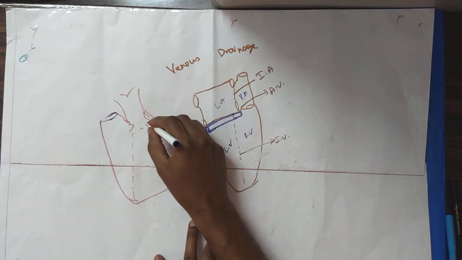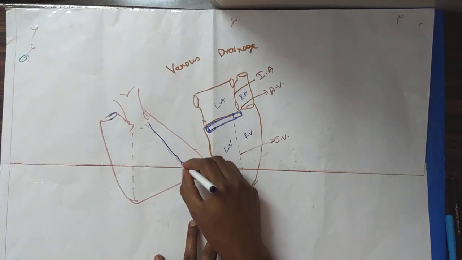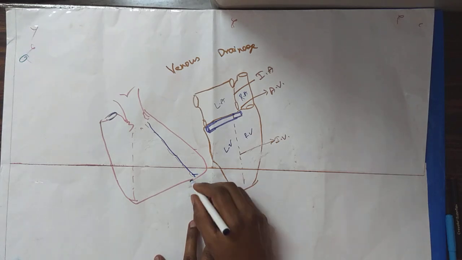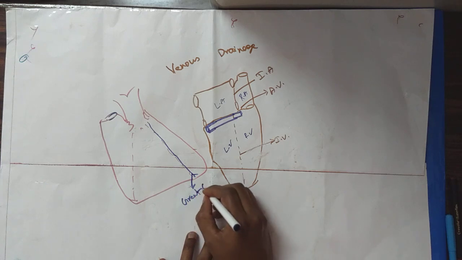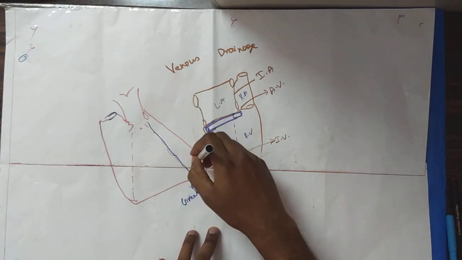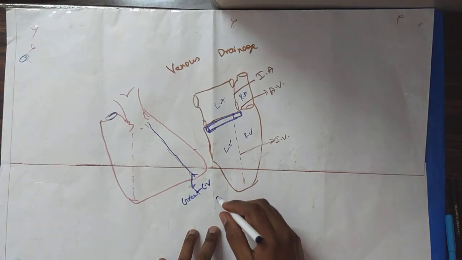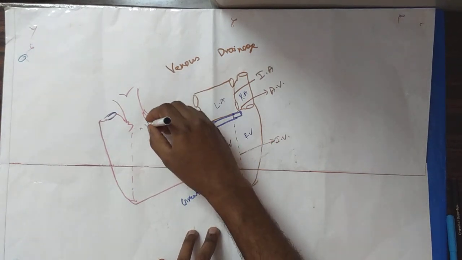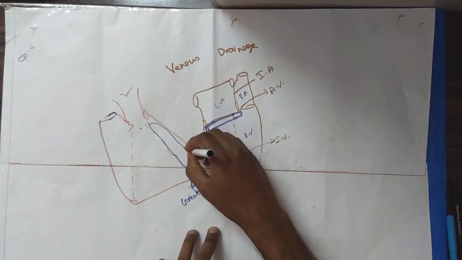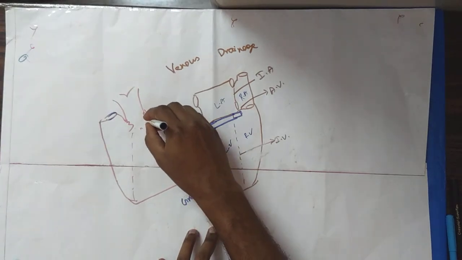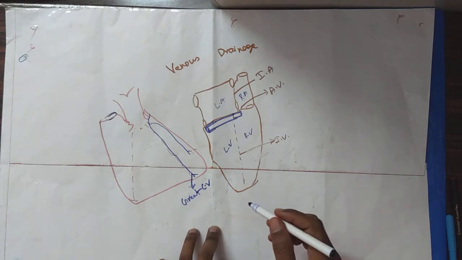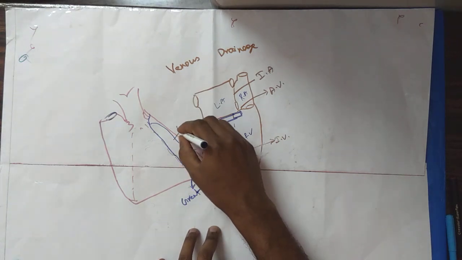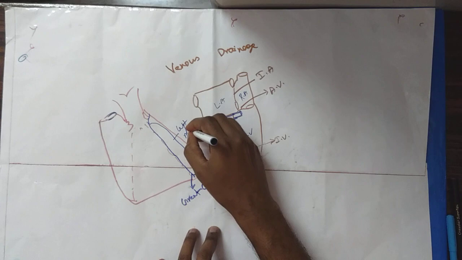Now coming to this. So you have major things. One is your great cardiac vein, which will be going along the anterior part of your interventricular septum. This is great cardiac vein. So here we had a left marginal artery. Same way you have a left marginal vein which will be draining into the great cardiac vein or directly into your coronary sinus. These in turn will be draining into your coronary sinus. This is left marginal vein.